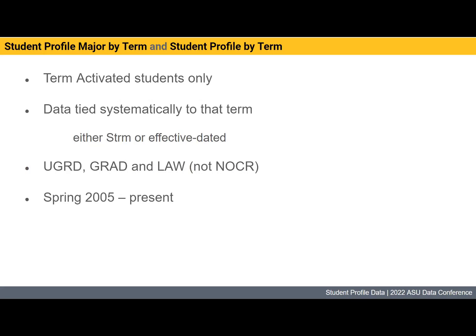So the 2 term related tables only contain records for students that are term activated. Again, you have to be term activated before you can register for classes. It's tied to a term using either the term if the data is natively already tied to a term, or effective date if not. These tables only include the careers that we use in enrollment reporting, which is undergrad, grad, and law.